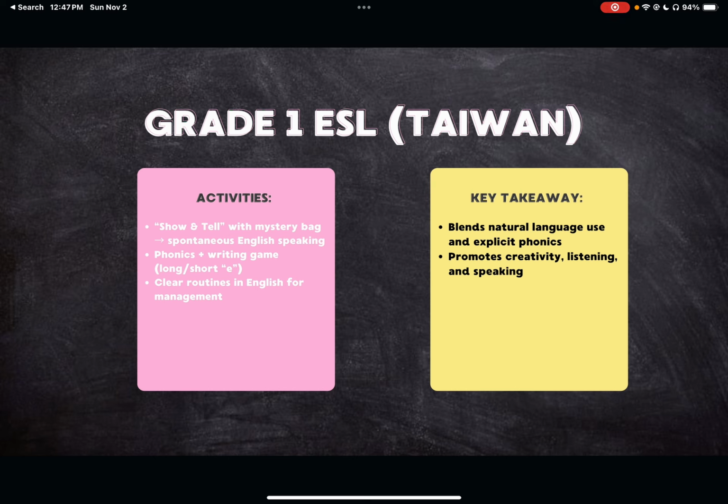Then the class moved into phonics and writing games, which focused on long and short E sounds. The students used small whiteboards to write words and competed in teams. What I really liked is how the teacher gave all directions in English, like open your book, erase the whiteboard, close your notebook, because that built strong listening skills while keeping the classroom organized. Overall, this class showed that even young learners can practice real unrehearsed English when tasks are fun, clear, and well scaffolded in general.